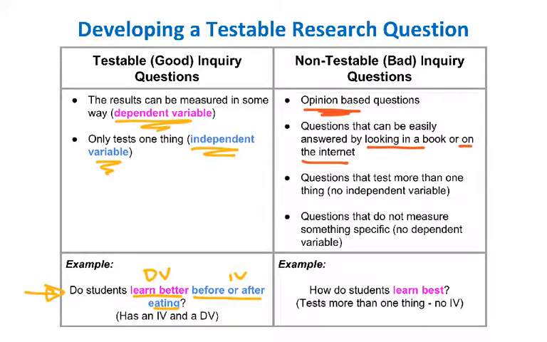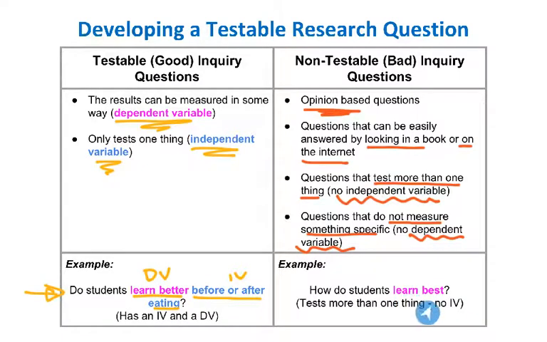If the question tests more than one thing, in other words, if there is no independent variable, no one thing that's being tested, then it's not a good inquiry question. If the question does not measure something specific, so if there's no dependent variable, no specific thing that we're measuring, then it's not a good inquiry question. It's not testable. An example of this right here would be, how do students learn best, right?